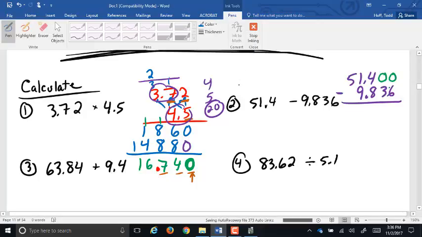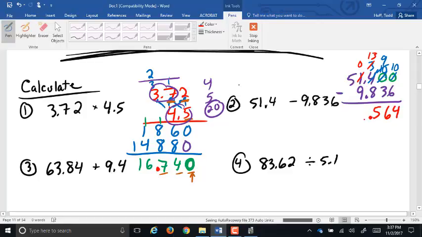0 minus 6 can't be done. We need to borrow. Nothing here to borrow from, so we go over to here. This becomes a 3. That would make this a 10. We borrow again. This is a 9, and now this is a 10. Now we can subtract 10 minus 6, 4. 9 minus 3, 6. 3 minus 8. Got to borrow. Makes that a 0, and this is 13. 13 minus 8, 5.